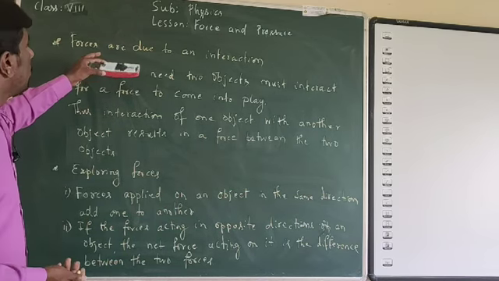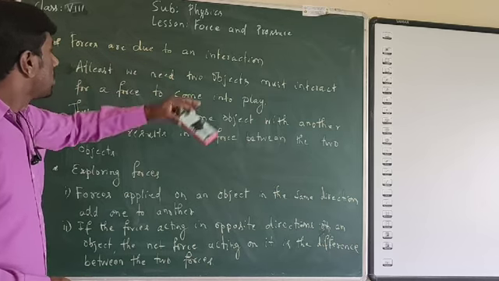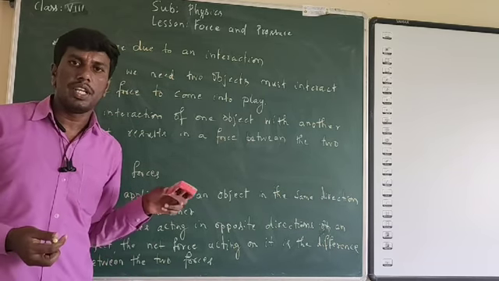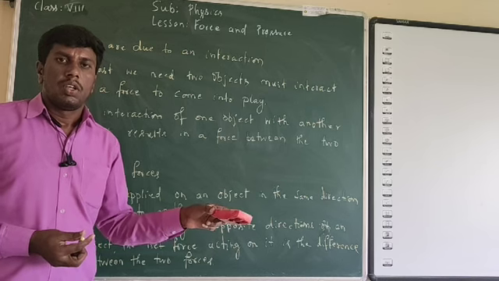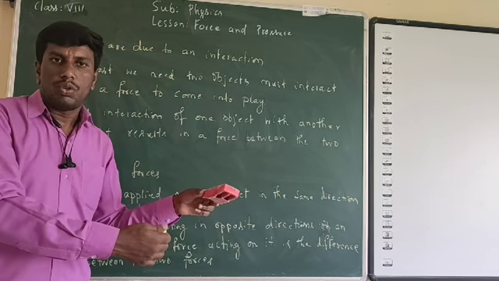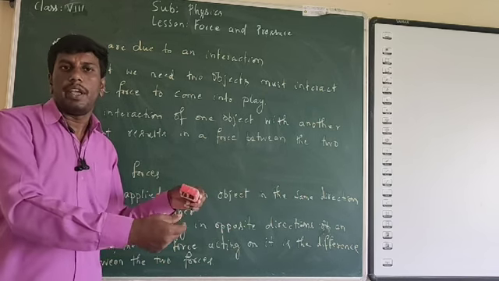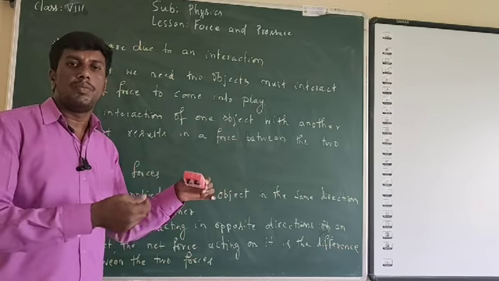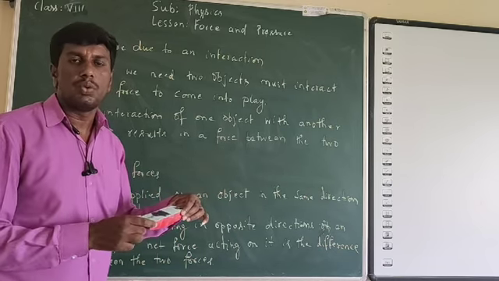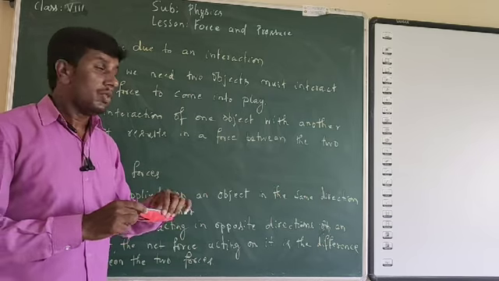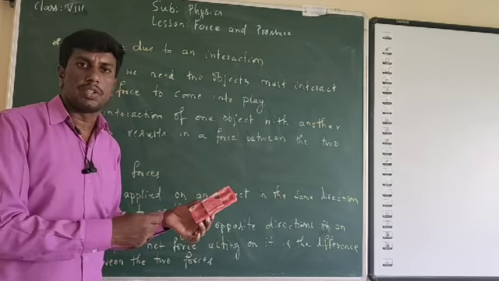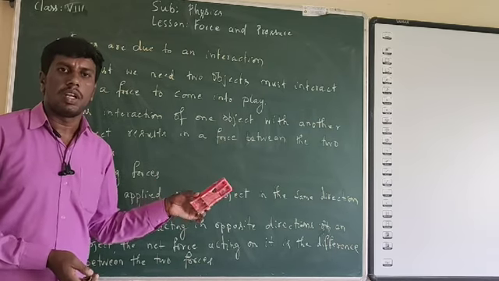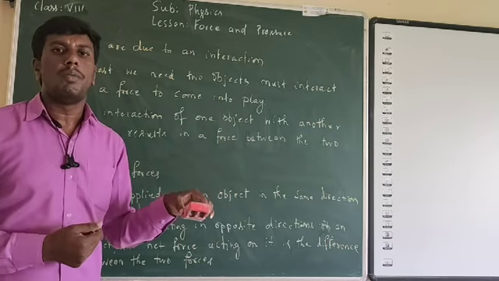The reason is forces are due to interaction. We need at least two objects. Force comes into play, force is exerted, only when two objects are interacting. At most we can have more than two or three objects, but minimum we should have two objects to exert the force.